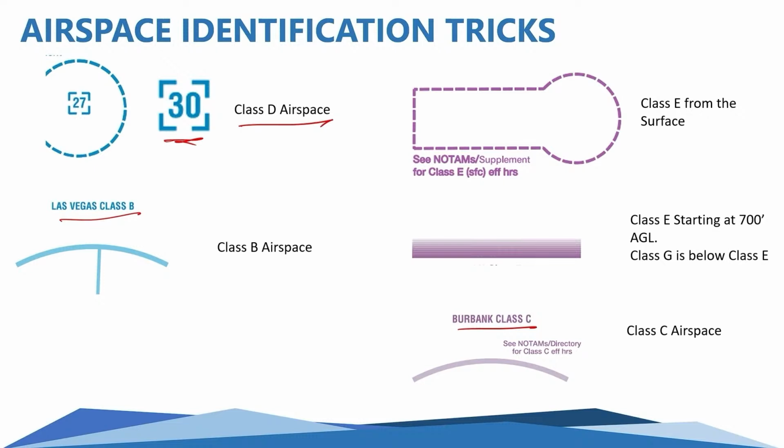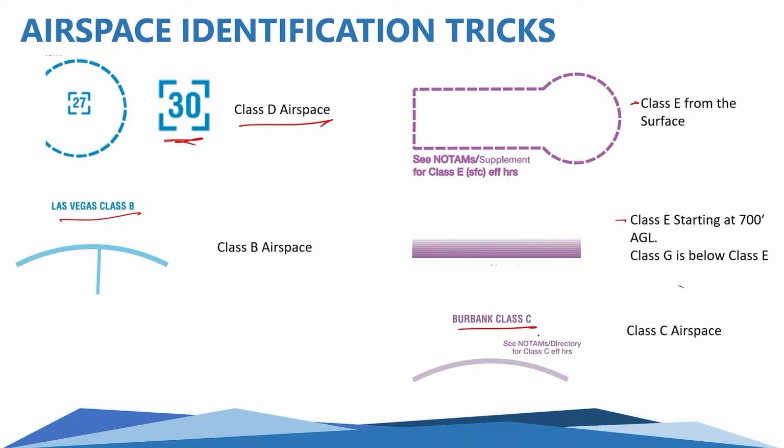On the flip side of that, if we look at the magenta colors, if it's a dashed magenta line, then Class Echo starts from the surface and it goes up to, but does not include, 18,000 feet. If it is the shaded portion, like what we just looked at with Taylor Airport, then Class Echo starts at 700 feet AGL and then goes up to, but does not include, 18,000. So everything below 700 is going to be Class Golf.